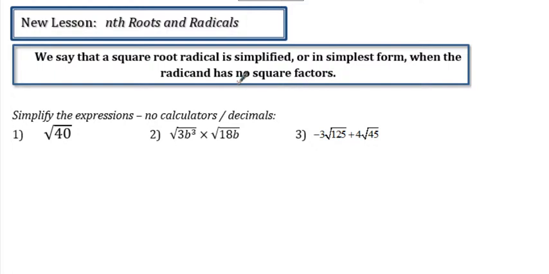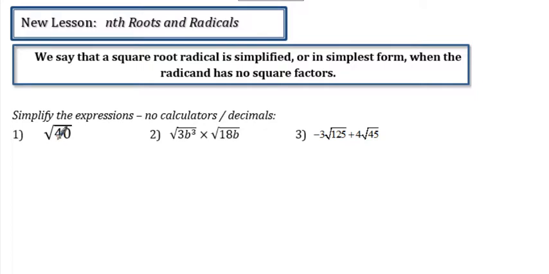What does that mean? The radicand is the number underneath the radical. The square root is a radical. Anything under here, you can't have any perfect squares left inside. Okay, so we need to be searching in here for perfect squares.